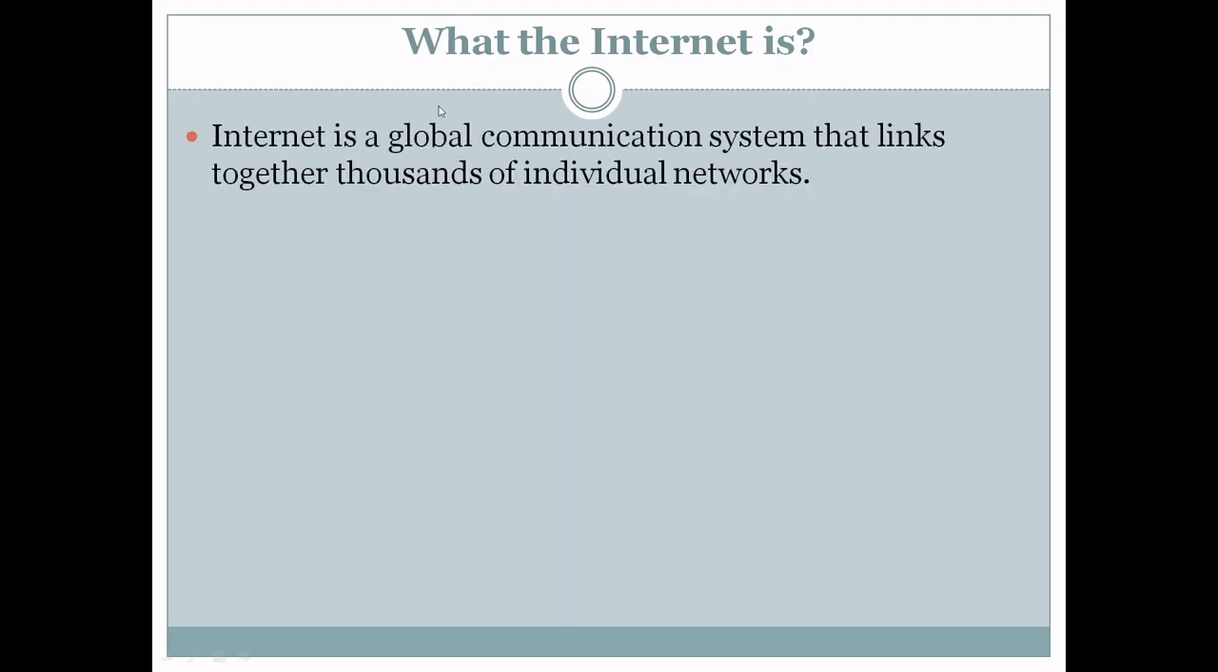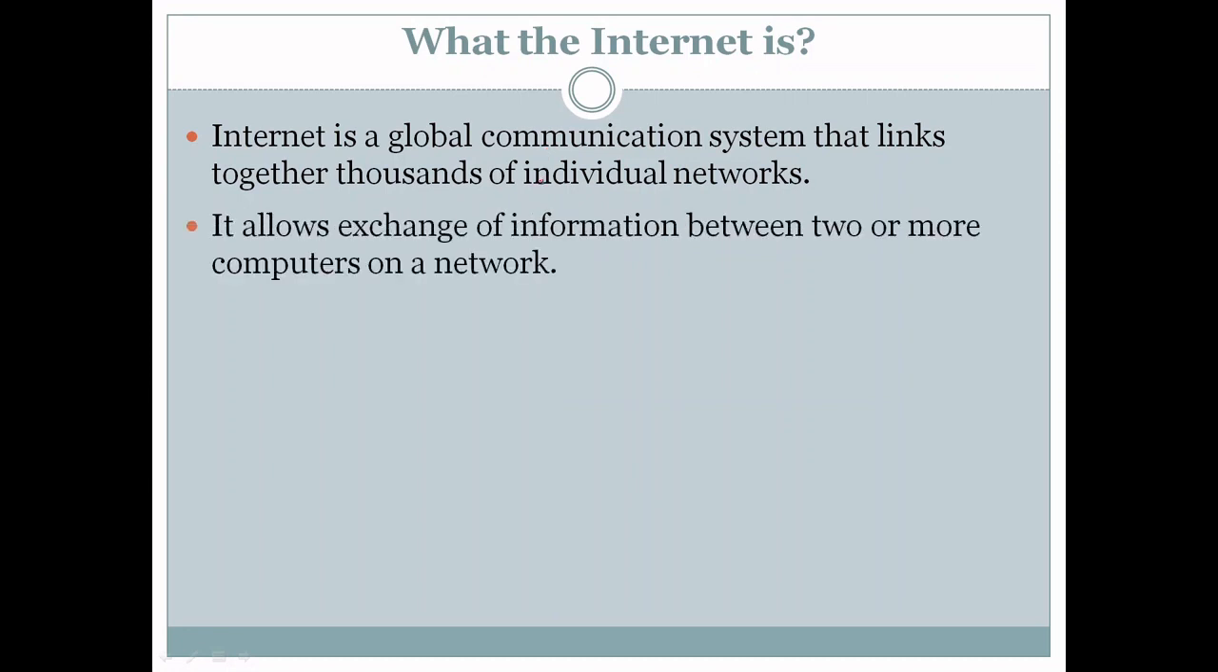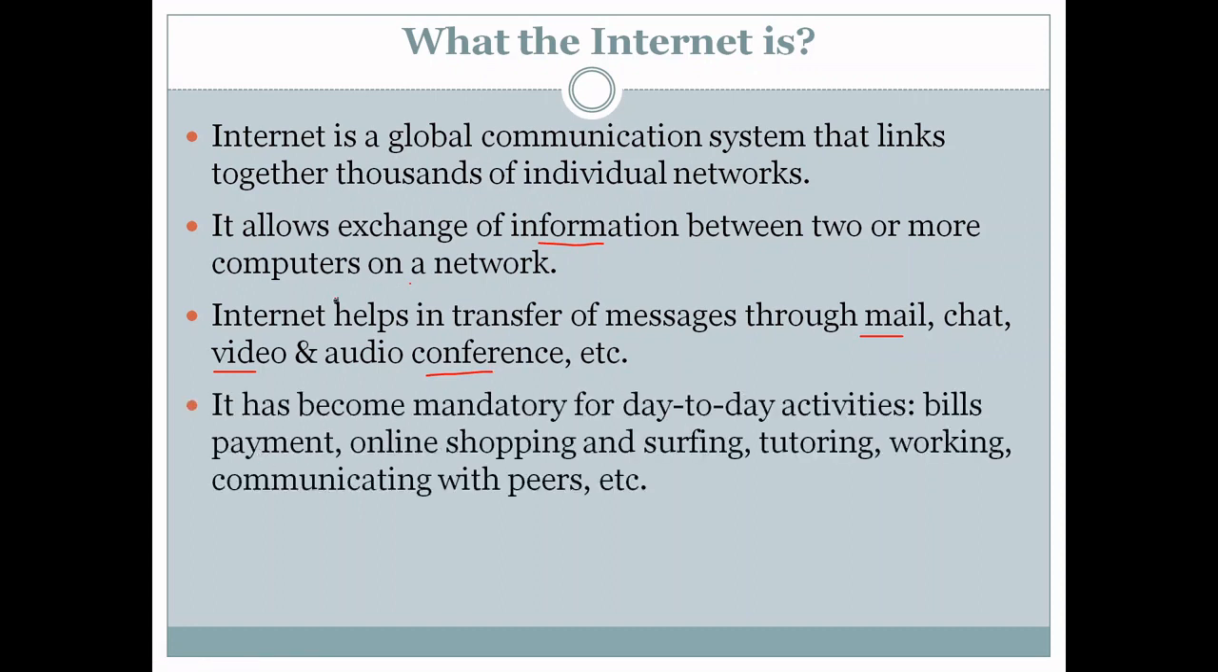So internet is a global communication system that links together thousands of individual networks. It allows exchange of information between two or more computers on a network. Internet helps in transfer of messages through email, chat, video and audio conferences. Internet has become mandatory for our day-to-day activities like bills payment, online shopping, surfing, tutoring, working, communicating with peers, and so many things today are done with the help of internet. So internet is a network of networks, or you can say it is interconnection of the networks worldwide.